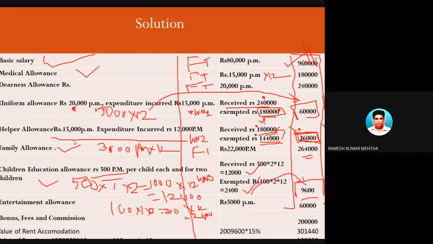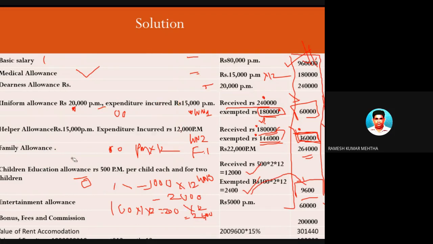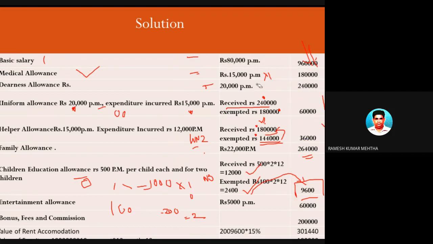Next one is entertainment allowance. I told you about the rule of entertainment allowance. If you look at the rule of the entertainment allowance, it states that it is fully taxable. It is fully taxable.